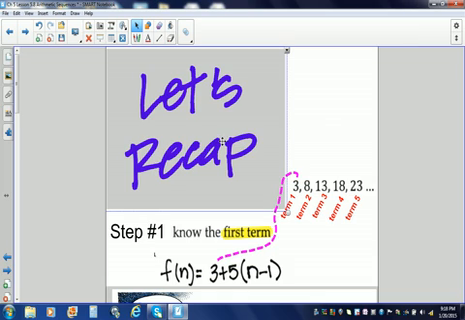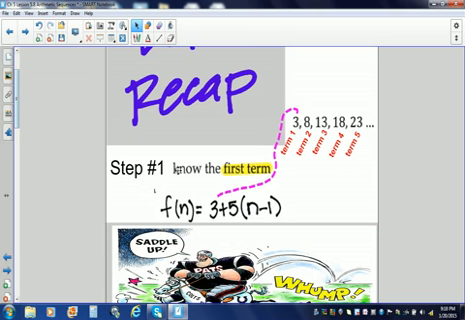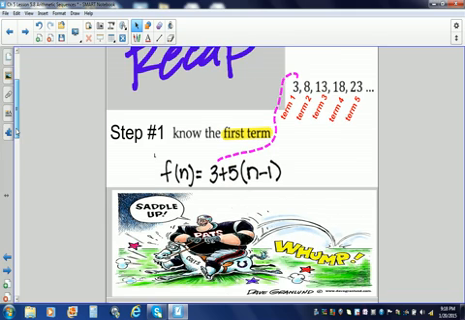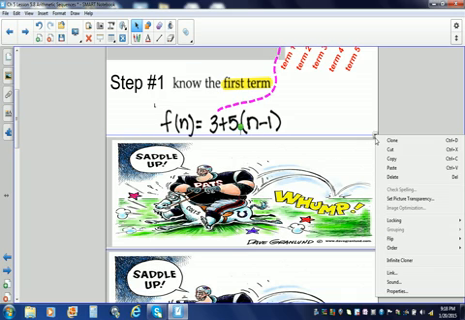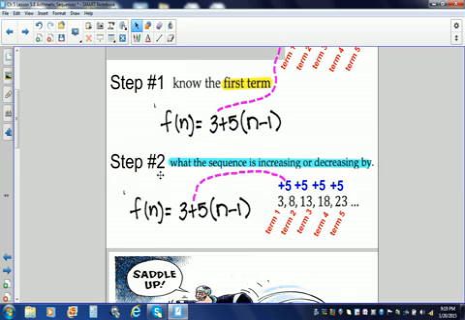So let's do a quick recap. If you're going to use the formula, step number 1, find the first term. The first term is 3. That's where I got that from. Oh, some of you might want to close your eyes. You might not want to see. Step 2, find out what the sequence is increasing or decreasing by. Each time it's going up by 5. That's where I got the 5 from.